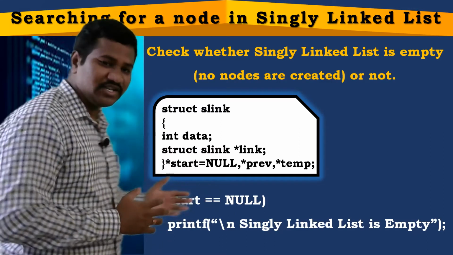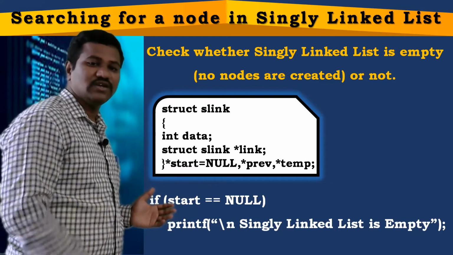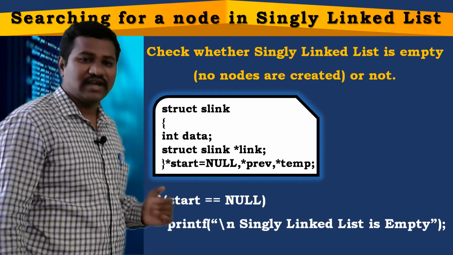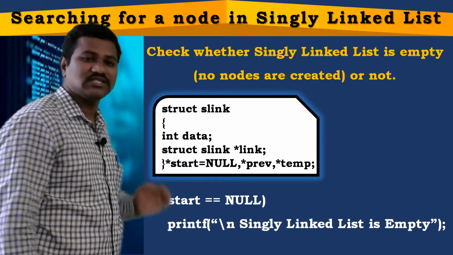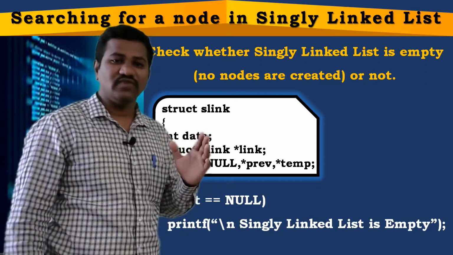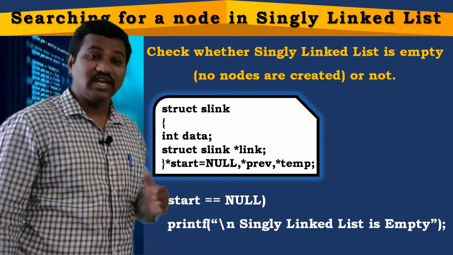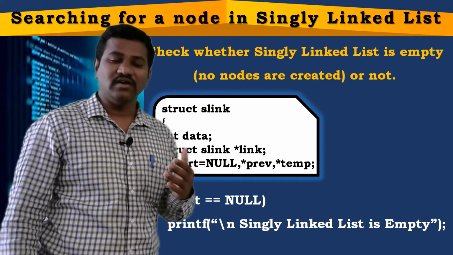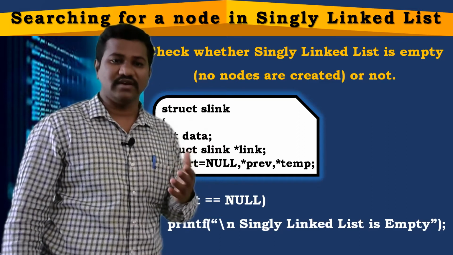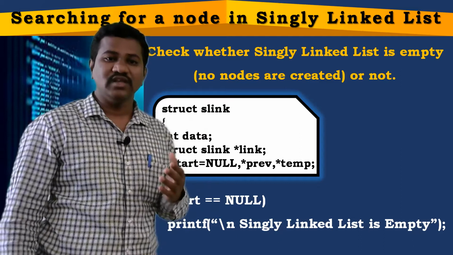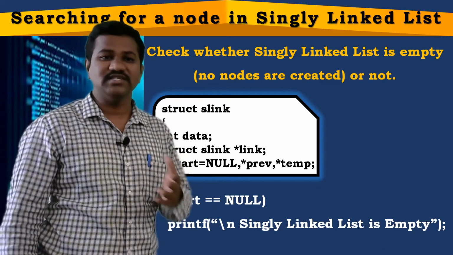And how is this condition framed? If start equal to null, then we print this message. We use this condition starting from the create function up to the search function. In each and every function, we use it in a different way. For example, in display and deletion, we give a message that the list is empty.